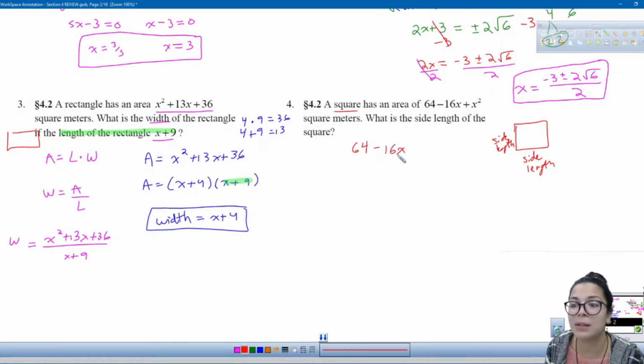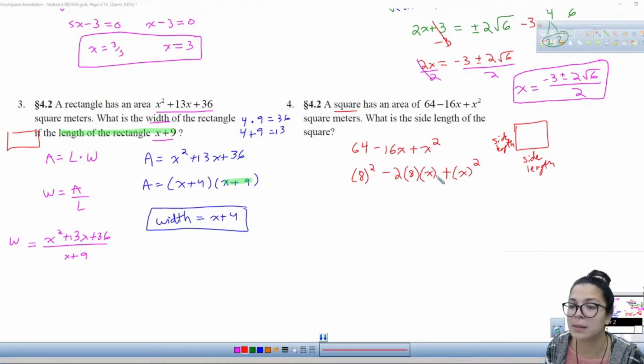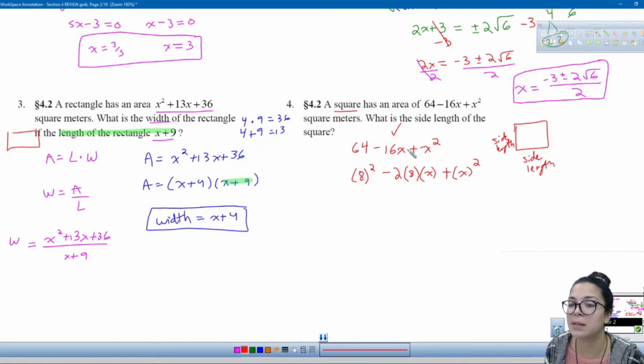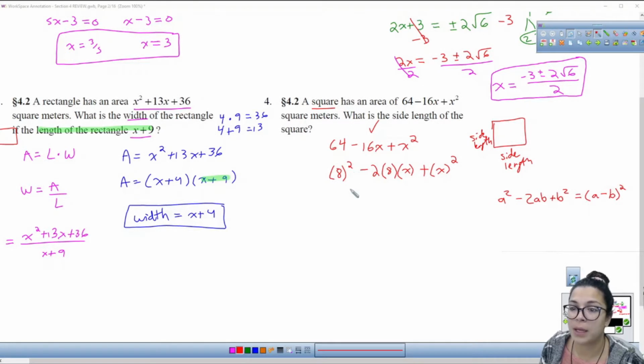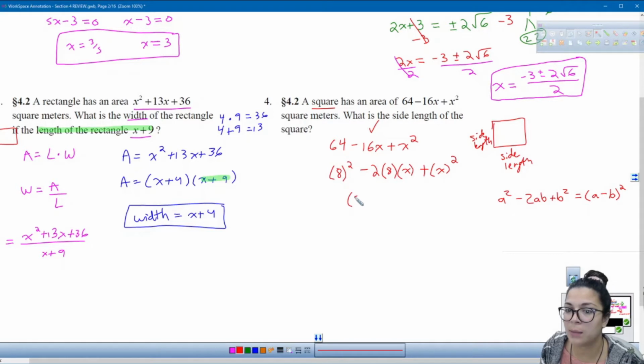If we try to factor this, notice that this is a perfect square trinomial, right? The first term squared would be 8 squared. The last term squared would be x squared. And then in the middle, if you check, -2 times the a value, 8, times the b value, x, that checks out. -2 times 8 times x is -16x, right? So I'm using the identity, a squared minus 2ab plus b squared, and that factors into a minus b all squared. So because this does check out to this identity, then I can factor this into a, which is 8, minus b, which is x, all squared.